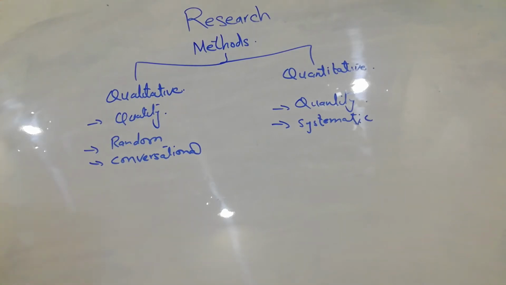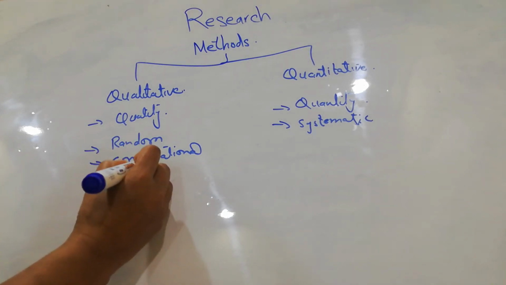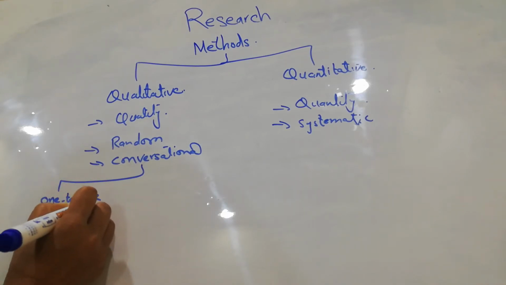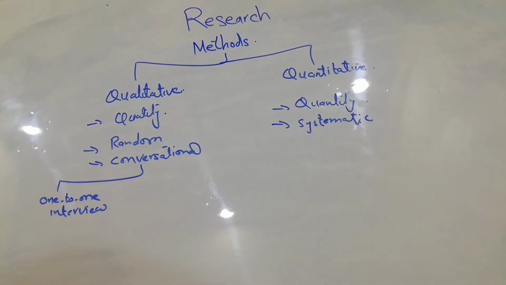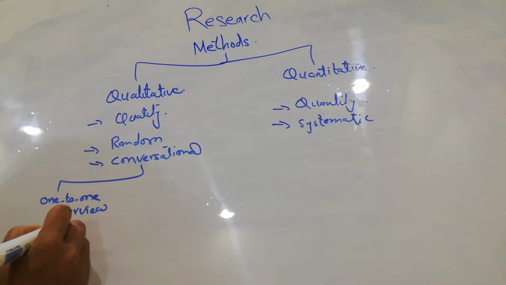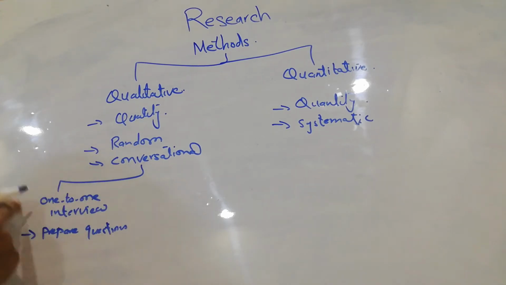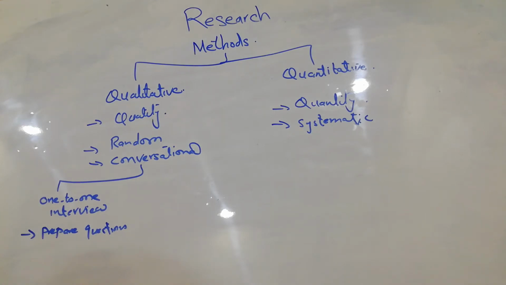There are different types of qualitative research. Qualitative research includes the one-to-one interview. A one-to-one interview is conducted with the participants at a given point in time. One-to-one interviews need a researcher to prepare questions in advance, so you have to prepare a questionnaire that you will ask the participants during the interview. The researcher asks only the most important questions, and this type of interview lasts anywhere between 20 minutes to half an hour.